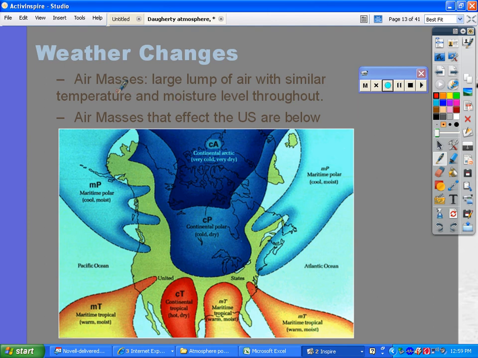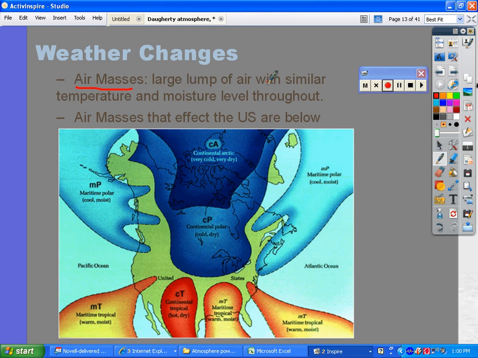Okay, so we're going to talk a little bit about weather. Weather's not that big of a deal in terms of the test for your class, but it's good to just have a little bit of background understanding of how this stuff works. So we'll start off with air masses. Here are a couple of different types of air masses that would affect us.